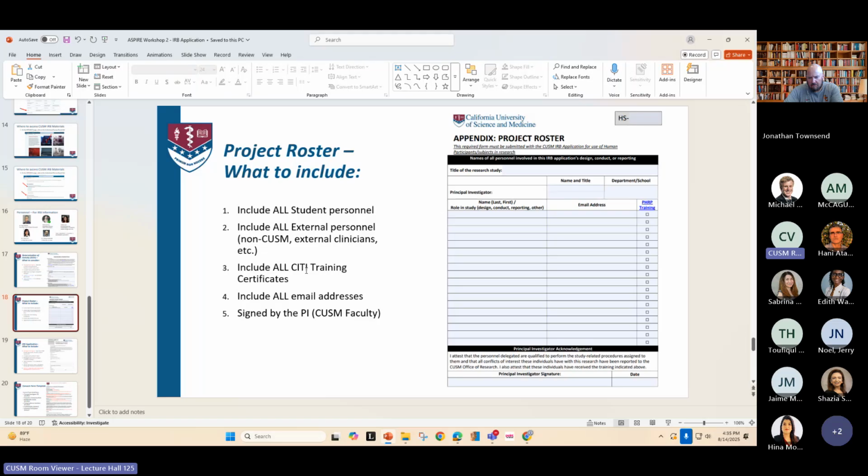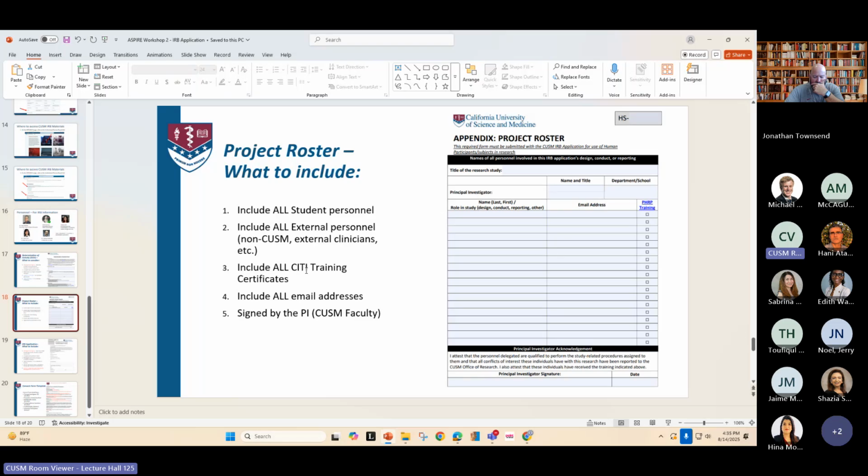If the IRB notes that one person does not have training, but they think that this person should have training, they'll communicate with the PI to say this person needs training. They cannot participate, even if they're a vendor. If they find that this person is essential for the activities of research, they may ask that person to be city trained. Include all email addresses and sign at the bottom by the principal investigator.